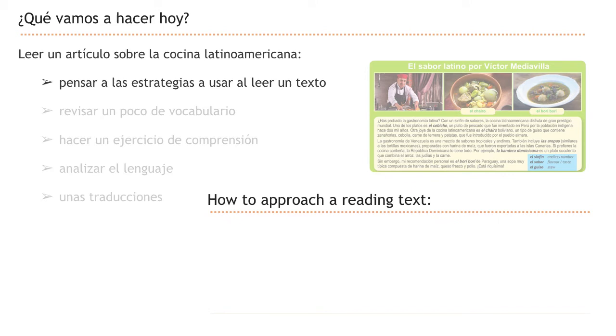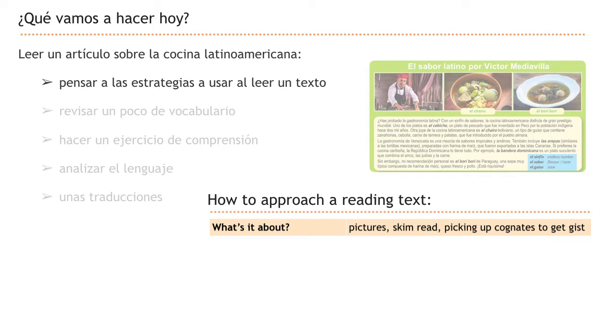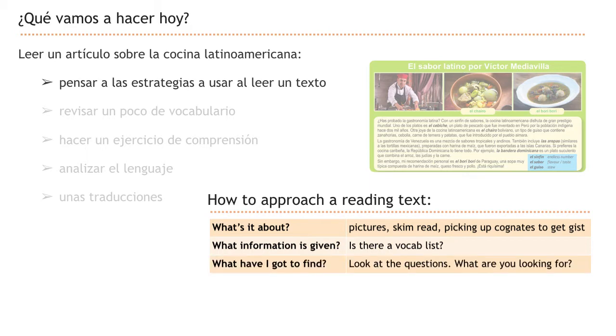So first of all, las estrategias. These are the strategies, how to approach a reading text. When you're given a large text to read, what do you do? Firstly, don't panic. Secondly, get a quick idea of the gist. What's it about? Look at the pictures, have a skim read, look for cognates, and then always check for what information is given. Is there a vocab list or any explanation, like, for example, even just the words under the pictures, which help you to understand any of the vocabulary that's unfamiliar?